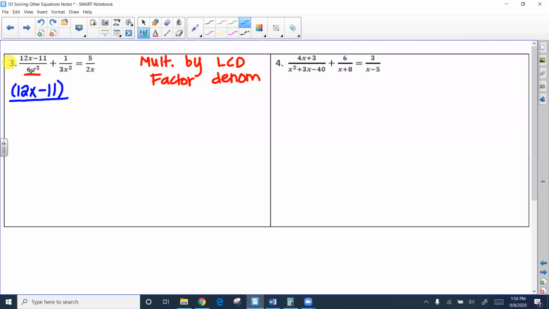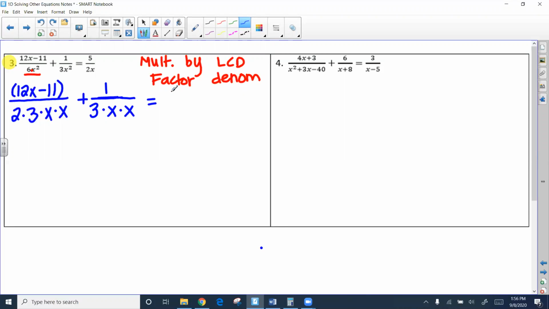The denominator, the 6x squared, for the 6, I'm going to write that as 2 times 3. And the x squared, I'm going to write it as x times x instead of writing x squared. So I'm just writing it all out in factored form. So I rewrote 6x squared as 2 times 3 times x times x. Then we have plus. Our second fraction is 1 over 3x squared. The 3 is already prime, but same thing, I'm going to write x times x instead of the x squared. That'll help me make sure I have the correct LCD.